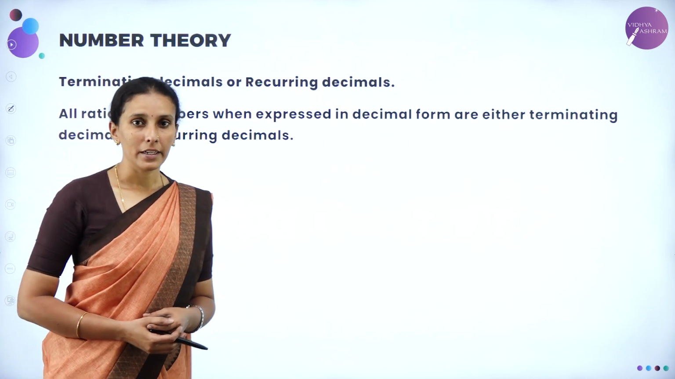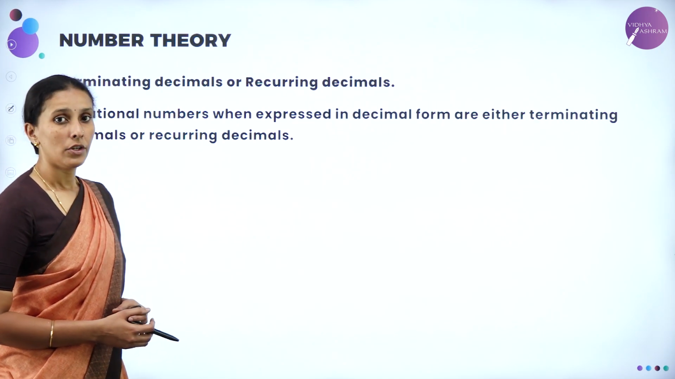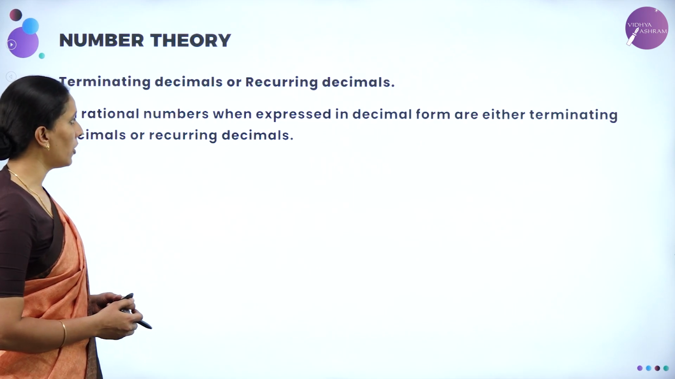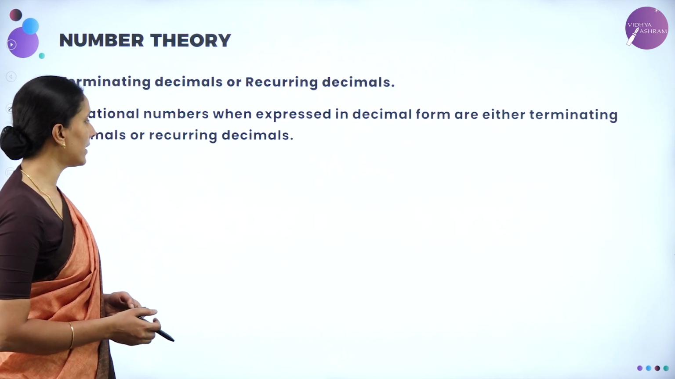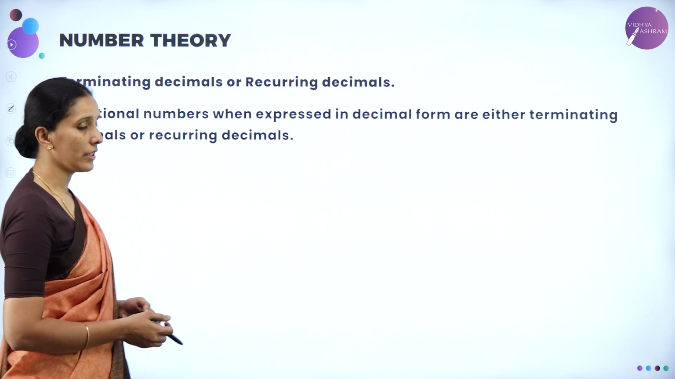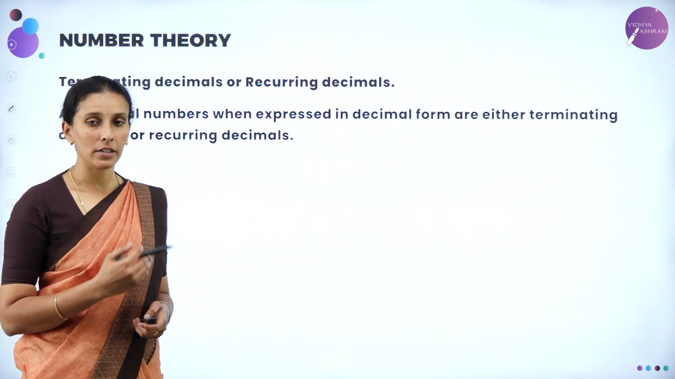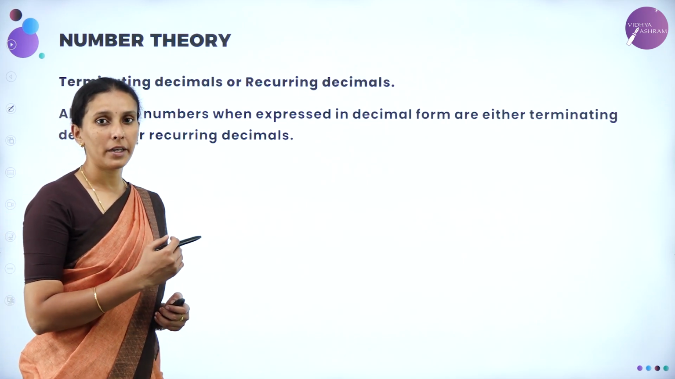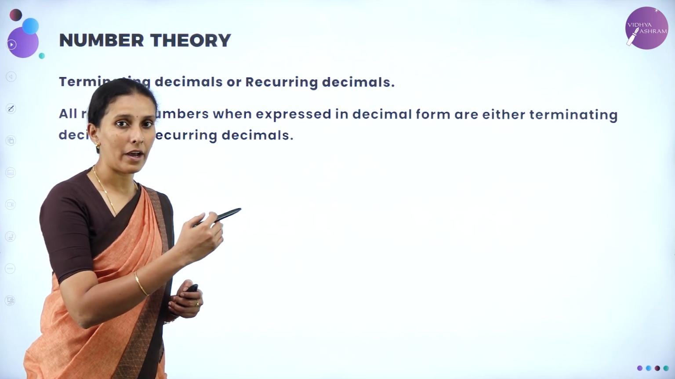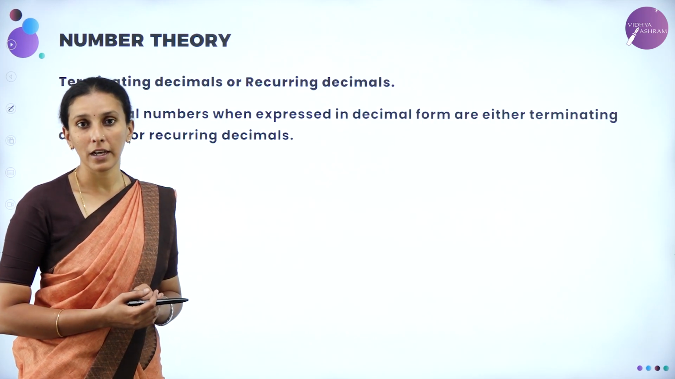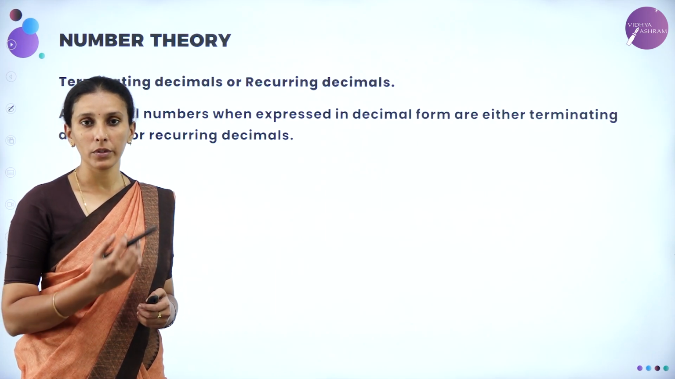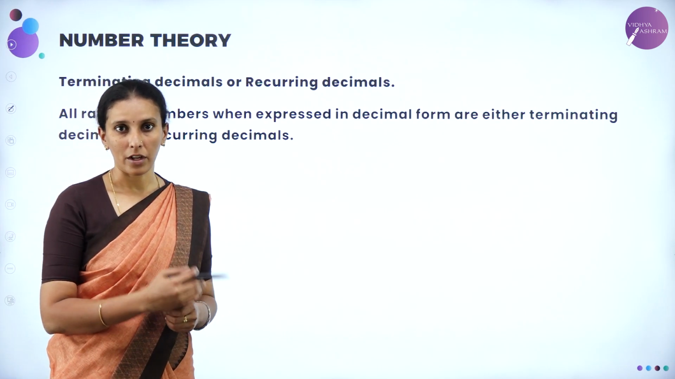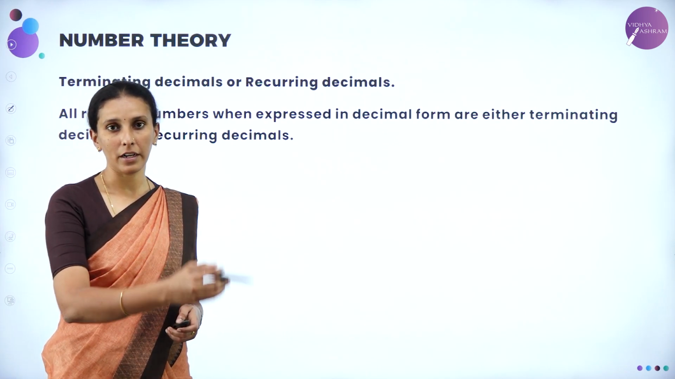Next, terminating and recurring decimals. So what is the relation with the rational number? Now, all rational numbers when expressed in the decimal form are either terminating decimals or recurring decimals. So terminating decimals means it will stop after certain decimal point. Recurring means it is non-terminating or it will be repeated again. That means, for example, if you consider 1 by 3 in the form of P by Q, the decimal form of 1 by 3 is 0.33333, etc. So it will be recurring until the infinite number of terms.